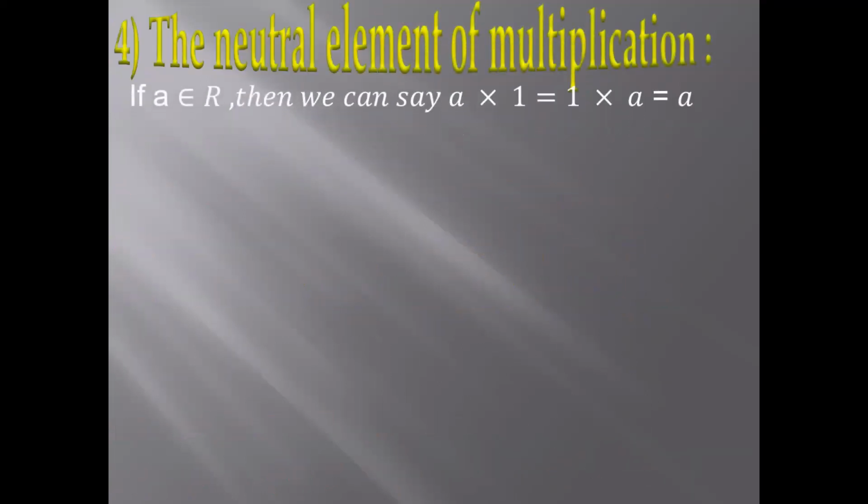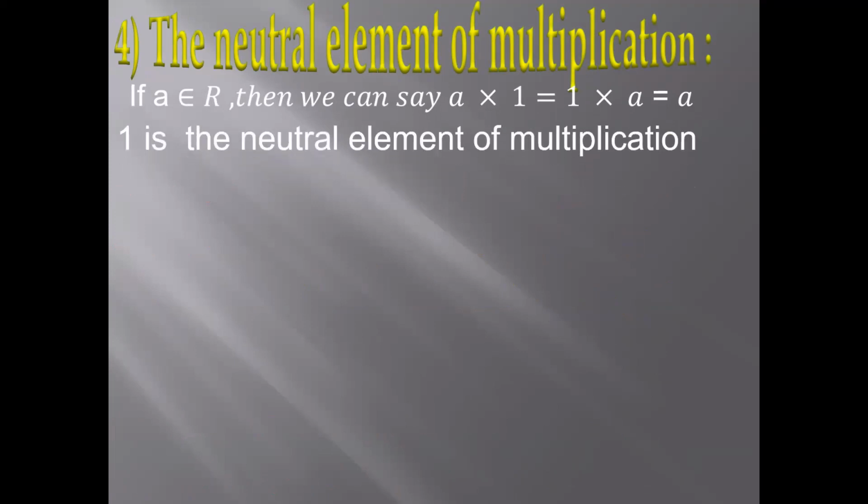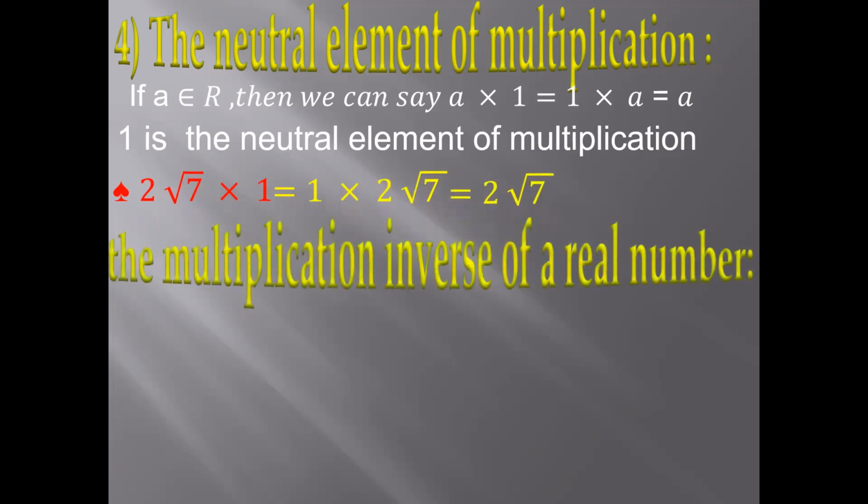They are the same. Here, the neutral element of multiplication: if a belongs to R, then we can say a times 1 equals 1 times a equals a. 1 is the neutral element of multiplication. 2 root 7 times 1 equals 1 times 2 root 7. It will be 2 root 7. So 1 is the neutral element of multiplication.